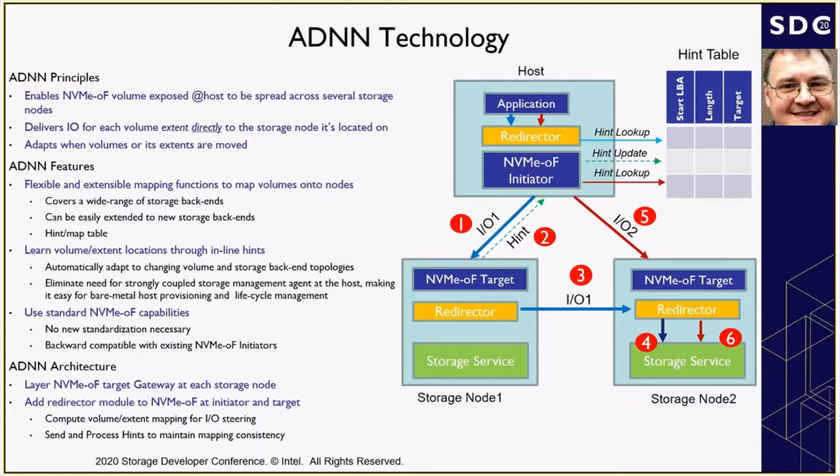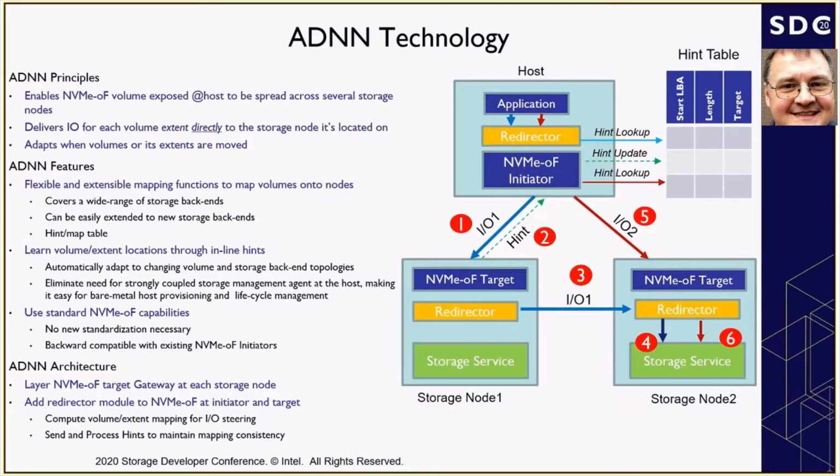But the guidelines here are that all the storage nodes in an ADNN system can deliver all the IO to the logical namespaces that they present to a host. Some of them do it more efficiently than others. And the host doesn't have to have perfect knowledge of where things are. It will work without it, but it works much better when they do get it. So this allows a looser coupling between the actual distributed storage system and the hosts.